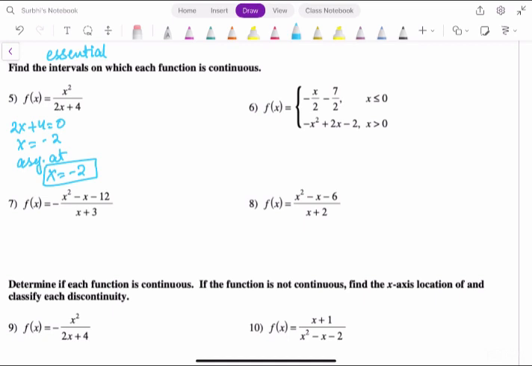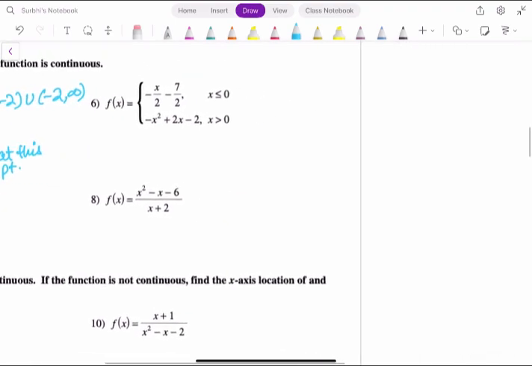And then we can write our notation. First write that it has a discontinuity at this point, which is x is equal to negative 2, because it is an asymptote. An asymptote is a dotted line where the graph will try to reach, but it will never touch the line. So this is my interval notation for problem number 5.